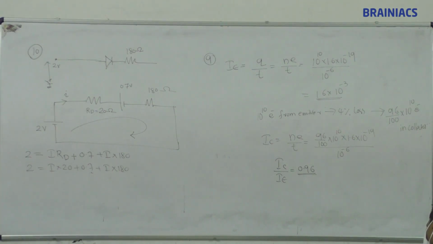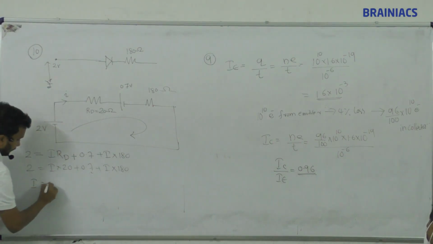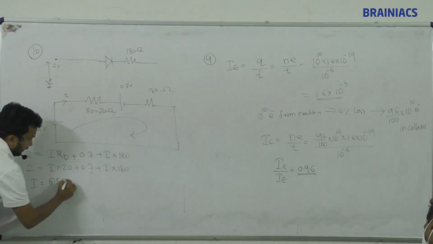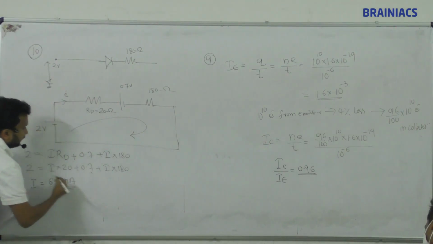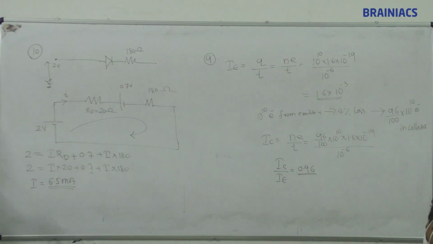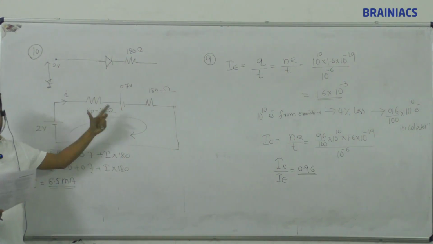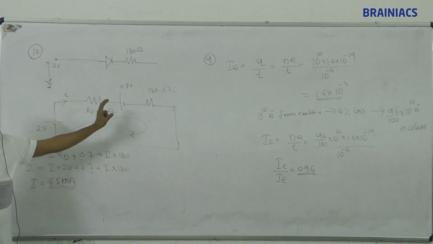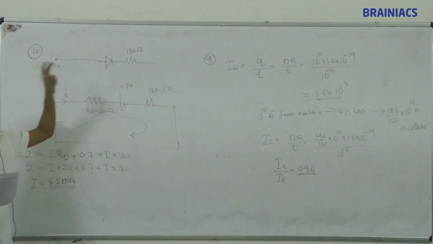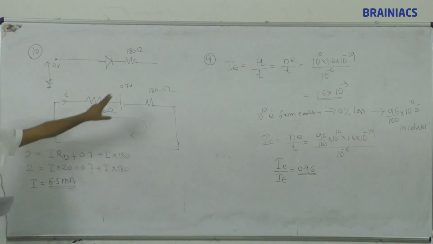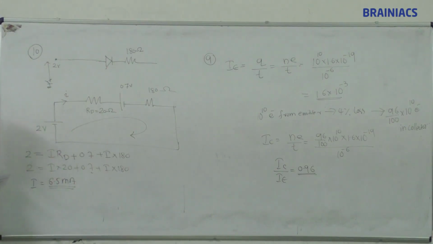I equal to 6.5 milliampere. For the diode, they told two things: resistance will be there, voltage will be there. So both are replaced. Sometimes they will tell only resistance, so replace only resistance. Sometimes they tell only voltage, no resistance. Depends upon the question.